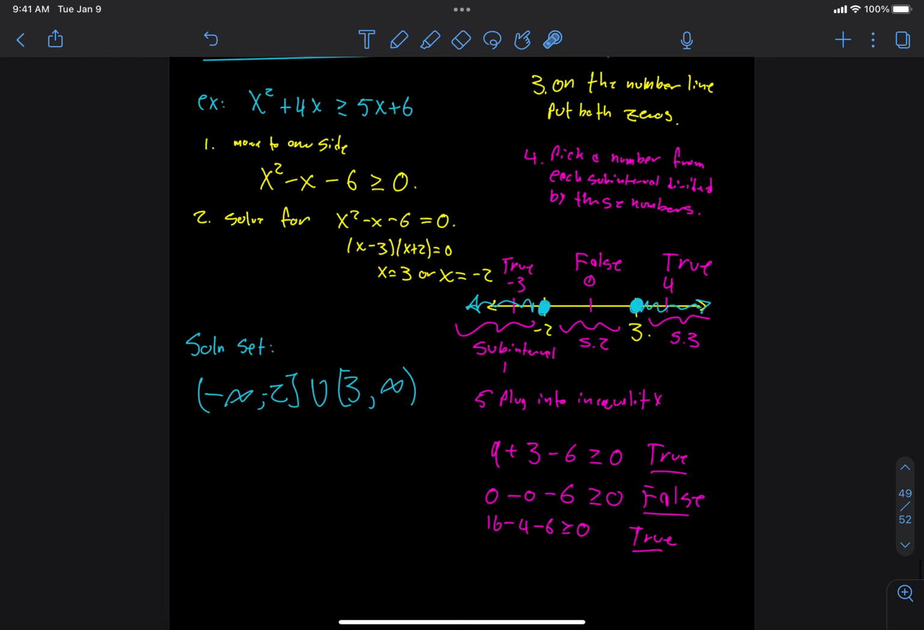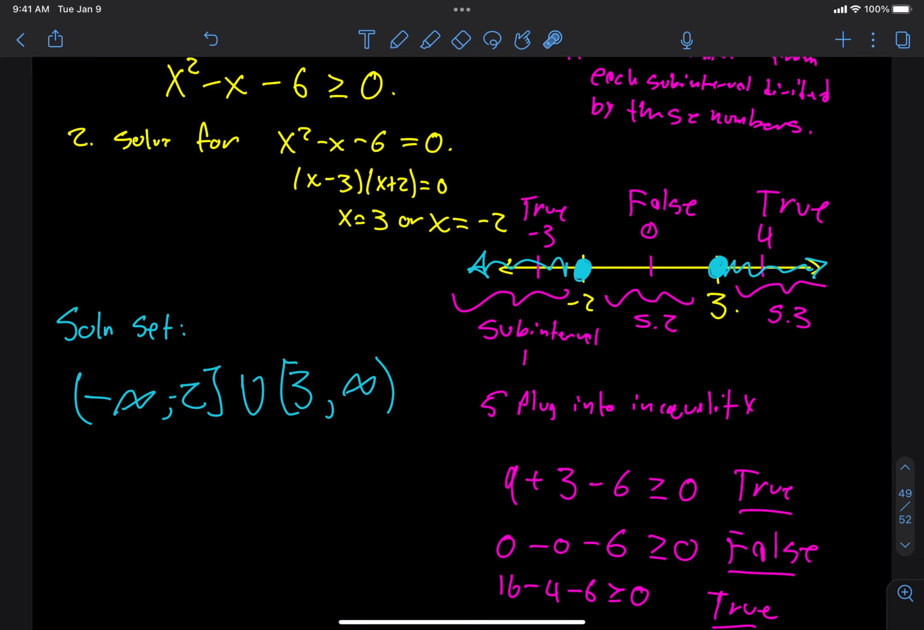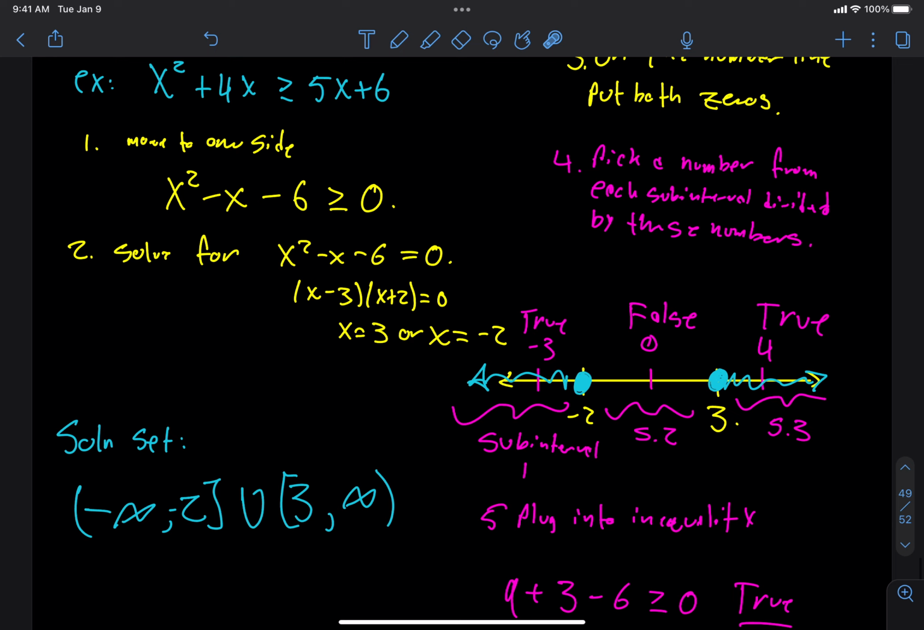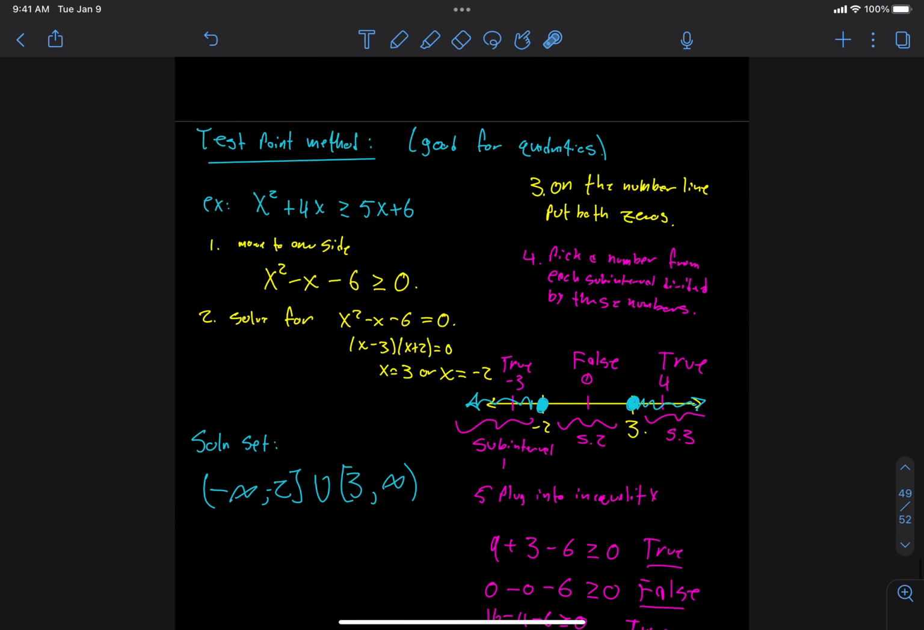For now, what you need to know is just you plot these things, you pick test points, and you plug in, you graph or don't graph, depending on whether it's false or true. But that's a very good question about where those points come from and why we're doing this. Any other questions?